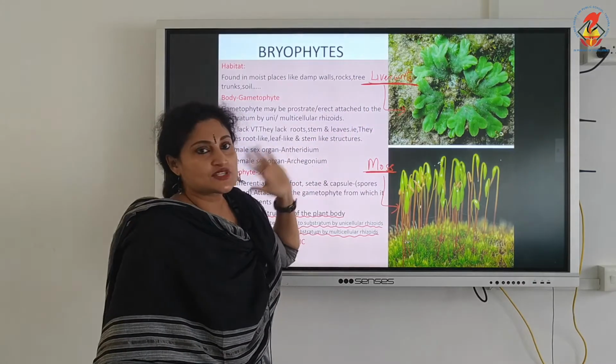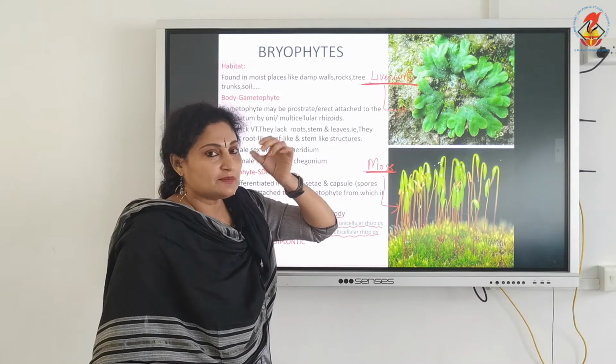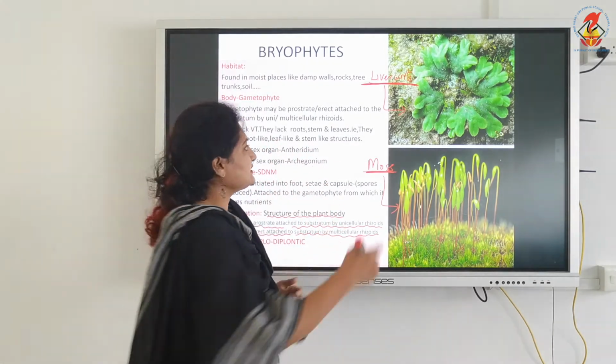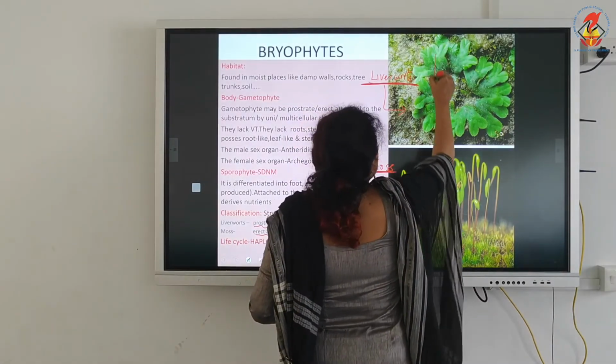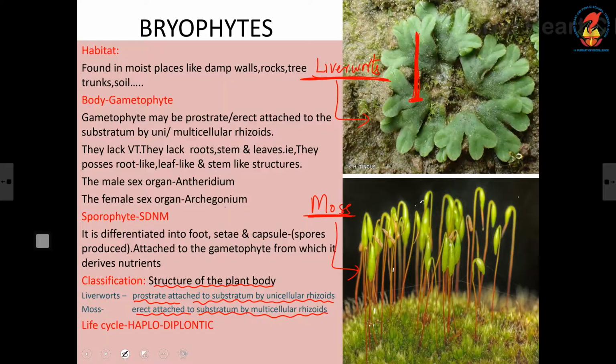In both cases, sporophytes are borne, but sporophytes are borne only during a certain period of the year, and as I told you, only during the rainy season. So this also has the sporophyte with the three parts: the foot, the seta, and the capsule.